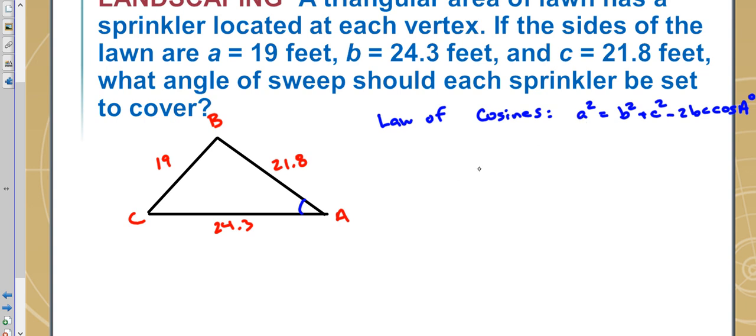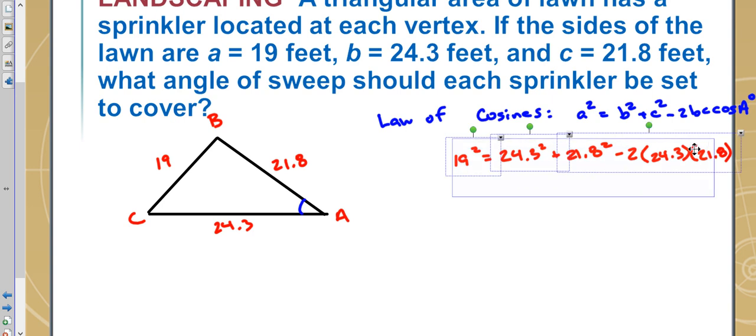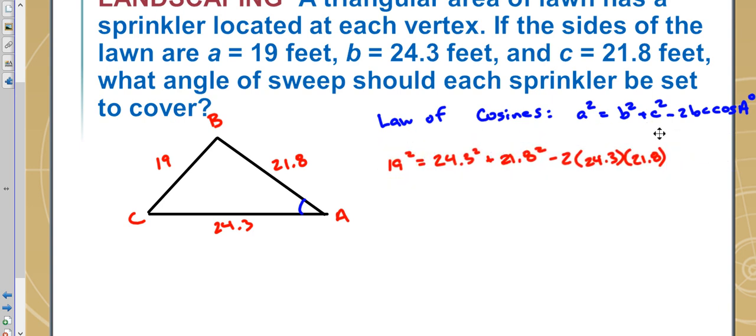So do I know my A squared? I do. I have 19 squared equals, do I know my B squared? I do. It's 24.3 squared plus C squared. C is 21.8 squared minus 2 times B, which is 24.3, times C, which is 21.8, times, I'm running out of room here, the cosine of A. The cosine of A. Now, we could solve it from here. It would definitely be the easiest way.